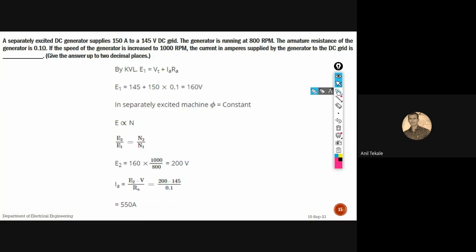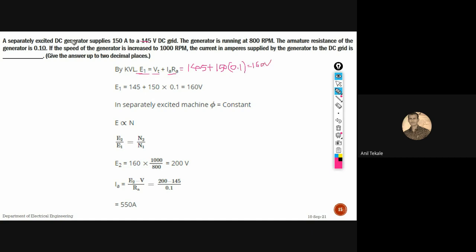First thing, we know that back EMF is equal to V plus IA RA in case of the DC generator. So voltage is 145, right? And IA is 150 multiplied by resistance 0.1, so E is equal to 160 volt. So that is the back EMF.